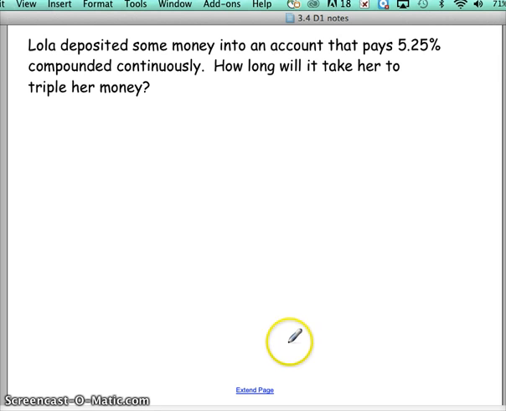Okay, I love this problem. Lola deposited some money into an account that pays 5.25% compounded continuously. That means we're using PERT.